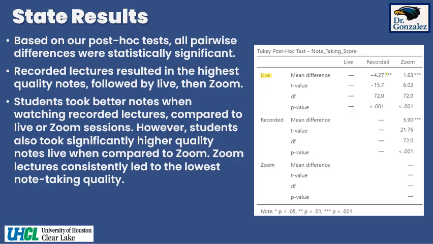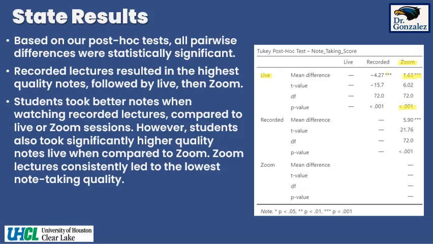combinations. So we had live versus Zoom, okay? So this would be I'm taking notes by hand, and I'm taking notes using Zoom. So this is live synchronous, but using Zoom. So here I have a mean difference of 1.63 with a p-value that is also significant. So what does that mean? That means that when the students took notes live versus on Zoom, the live notes resulted in a higher quality of note.